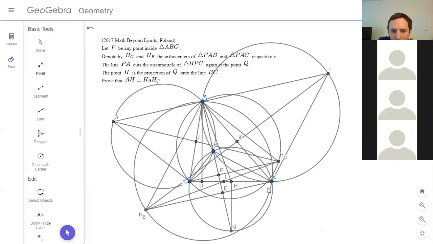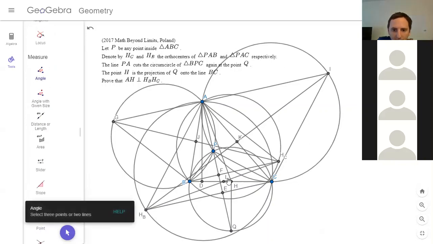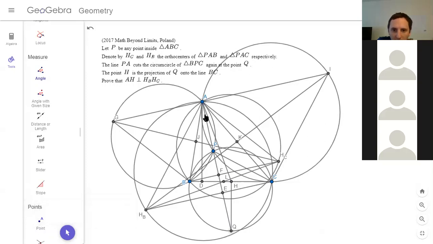I forgot how I, let me check that. That's 7.4. Yeah. And okay. Yeah, so I want to show AHQ is similar to HBLC.